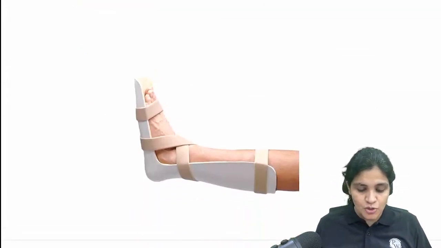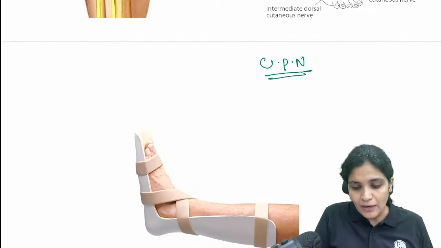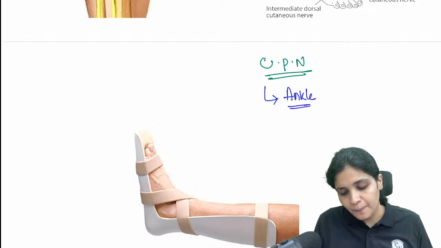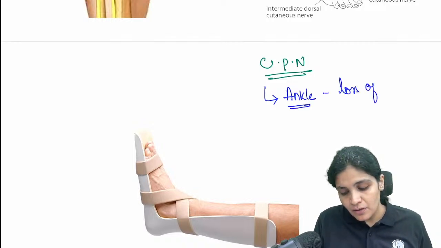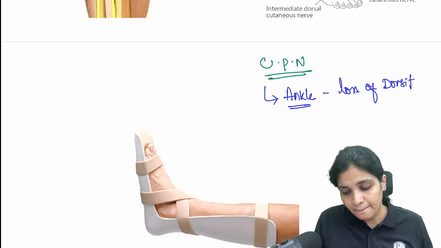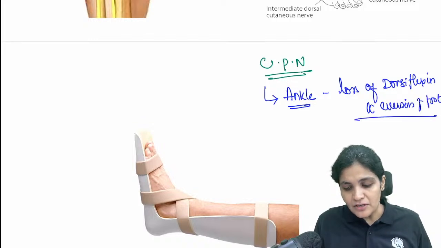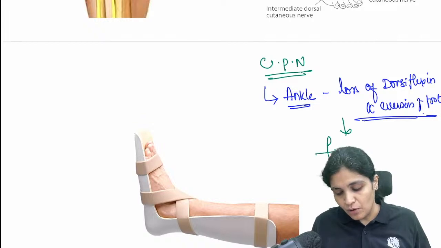Whenever there is damage to it, what will happen? Whenever there is damage to the CPN, the ankle goes into, so there is loss of dorsiflexion and eversion of the foot, right? Whenever there is loss of this dorsiflexion and eversion of the foot, it is called foot drop.